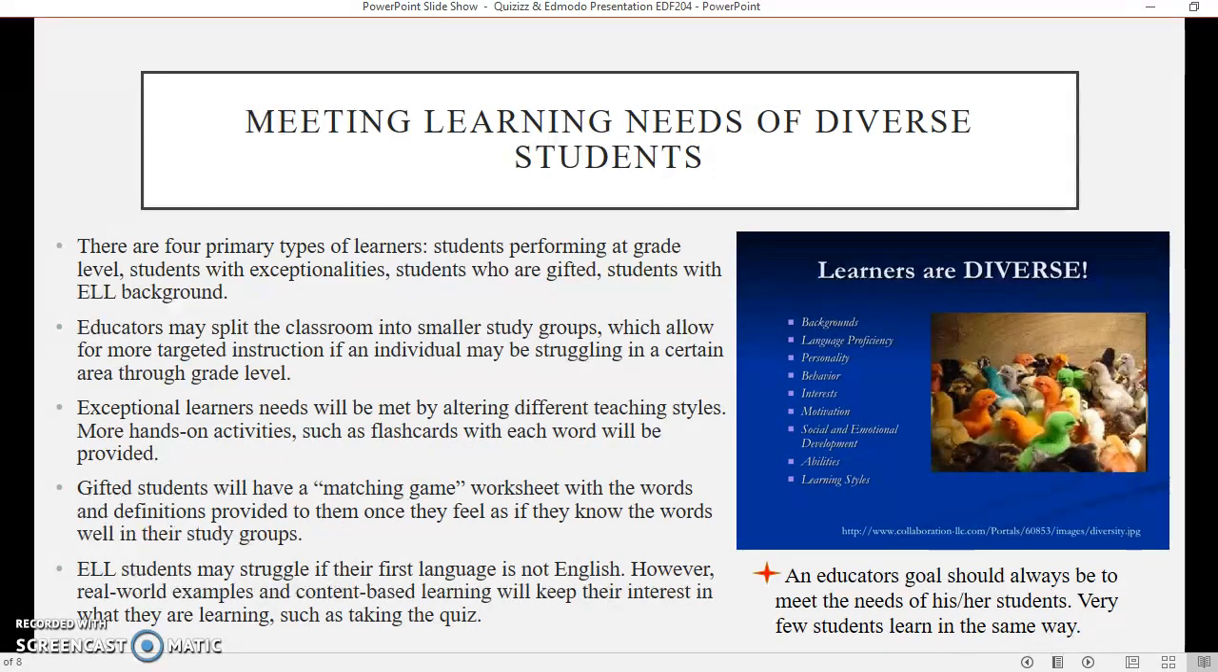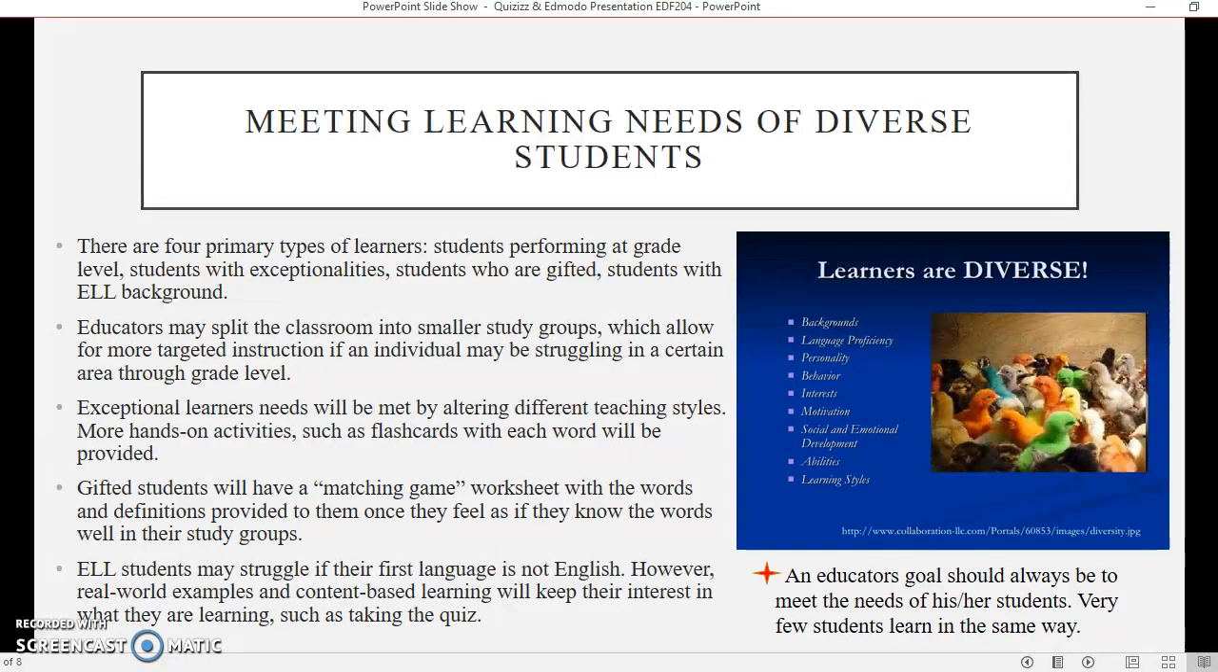So there are the 4 primary types of learners: students performing at grade level, students who are gifted, students with ELL backgrounds, and students with exceptionalities. So here are some examples of what you can do. For example, for gifted students, there's a matching game, and it's a worksheet with the words and definitions. Once they feel as if they know the words well in their study groups, they can get that, and that is more advanced.